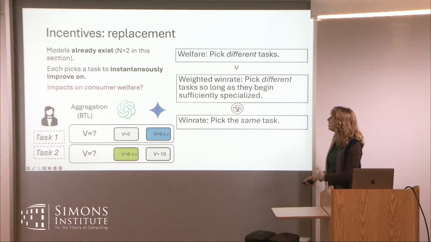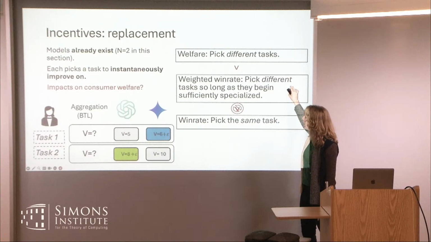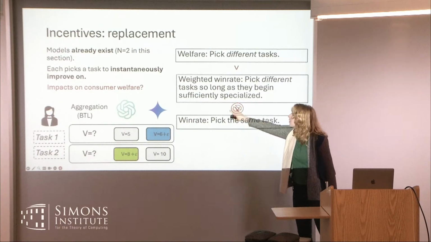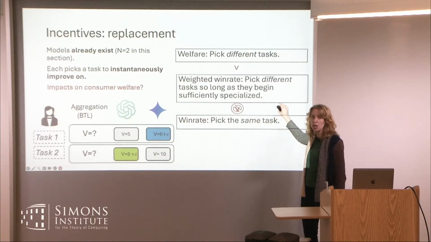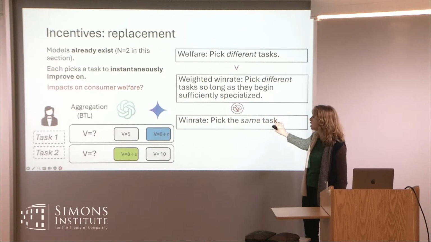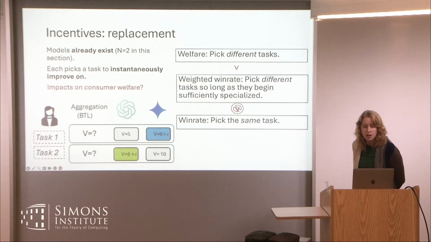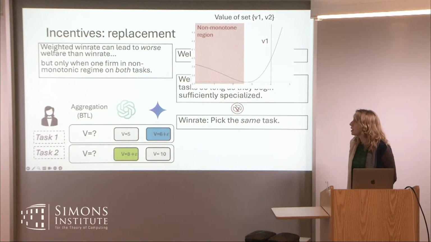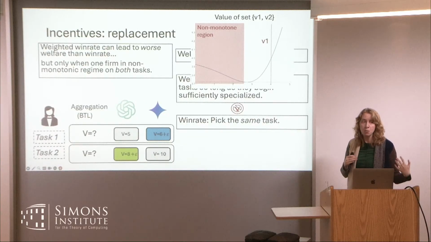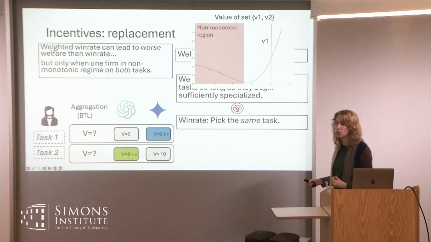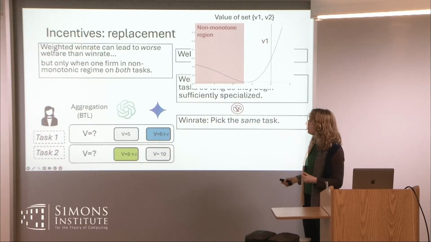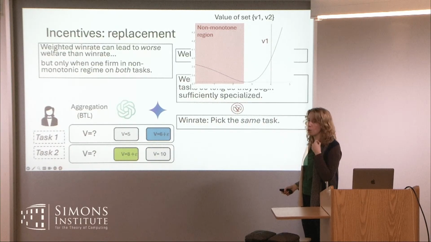And the answer looks like this. So welfare is better than weighted win rate. However, we don't have the same result that we had previously. It is not the case that weighted win rate, our mechanism, is guaranteed to be better than win rate. I'm going to talk through when this fails. In particular, we show that weighted win rate can lead to worse welfare than win rate, but only in one particular situation. And that's a situation when one firm is in the non-monotonic regime on both tasks.